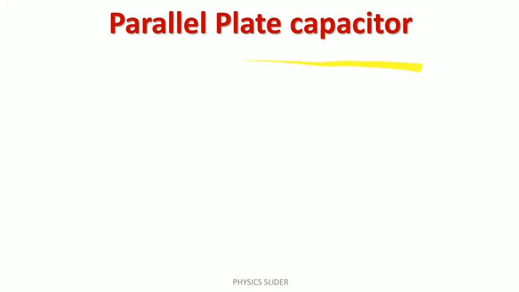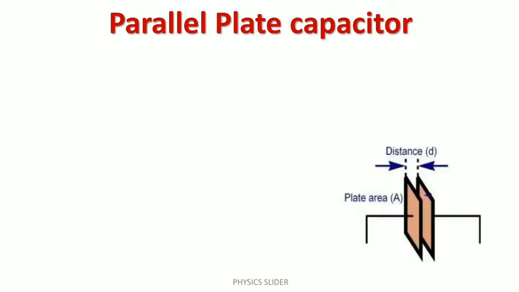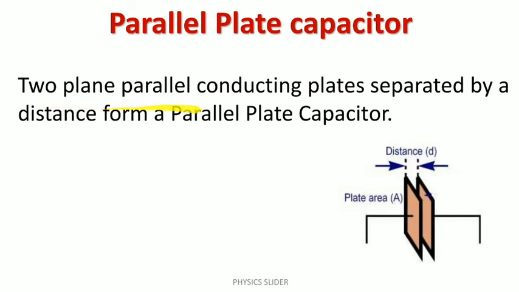Now moving ahead, we will talk about the parallel plate capacitor. So what is a parallel plate capacitor? Let's see. Watch here. We have two parallel plane conducting plates separated by a distance d. This device is called a parallel plate capacitor, which has the ability to store the charge. How will it store the charge? We will discuss here. So two plane parallel conducting plates separated by a distance form a parallel plate capacitor.